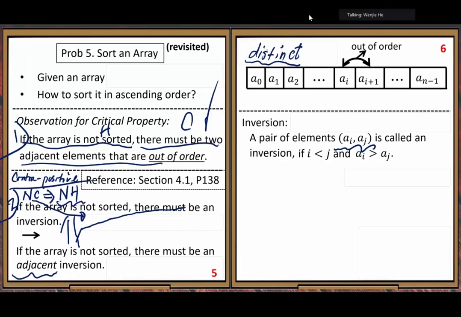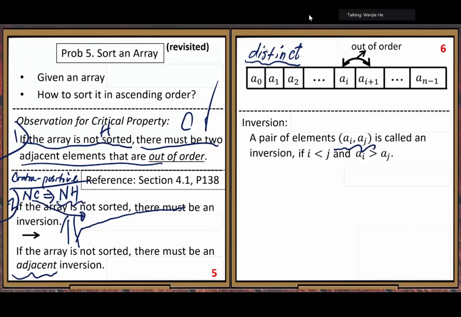So we added this important word, adjacent, in front of this inversion. To see it's correct is also very important, right? We use the same contrapositive way. Here, I need to do it quickly.